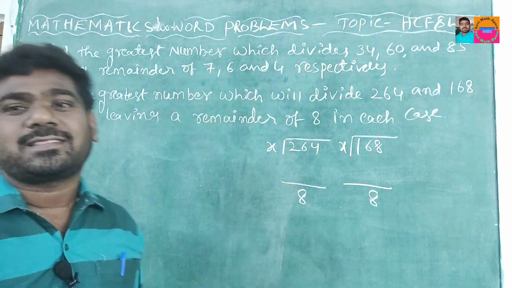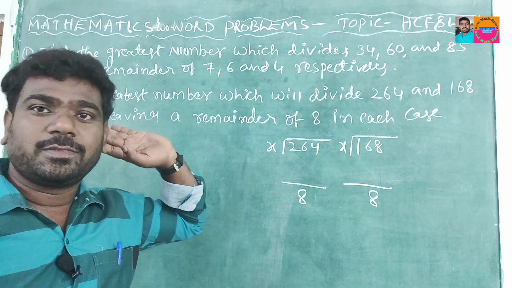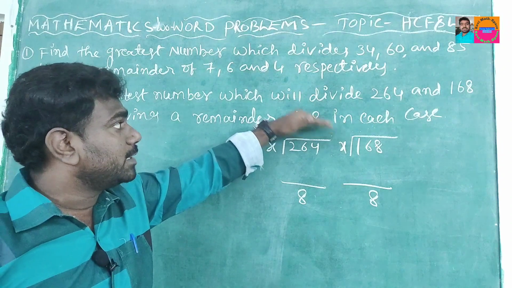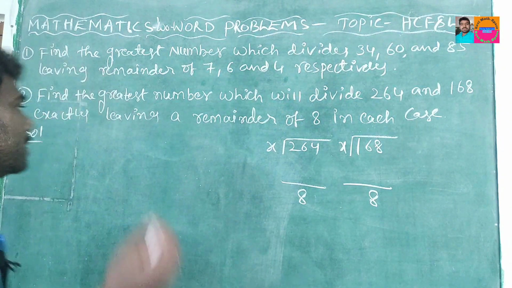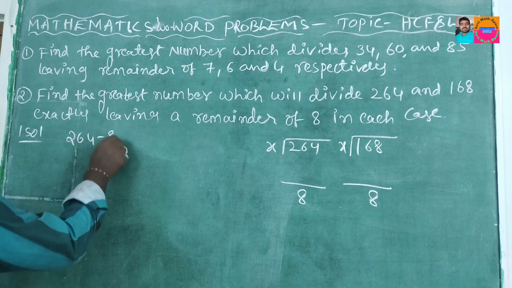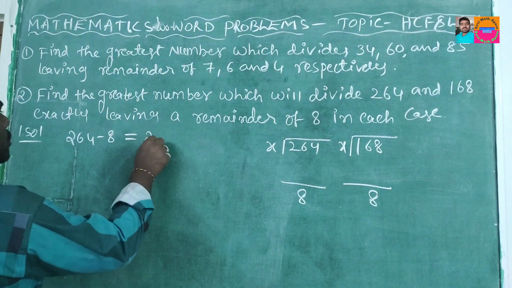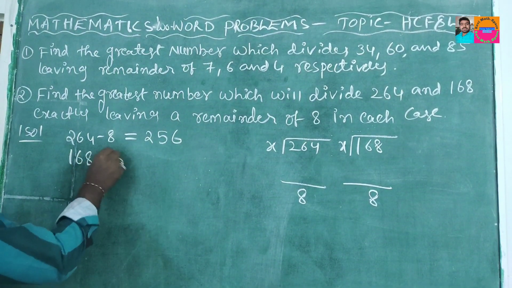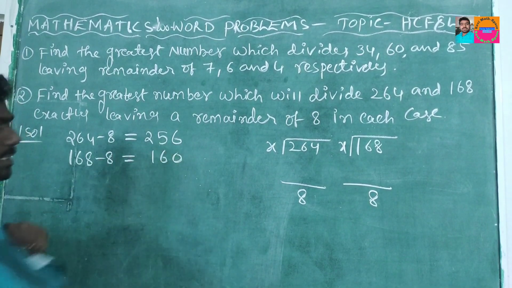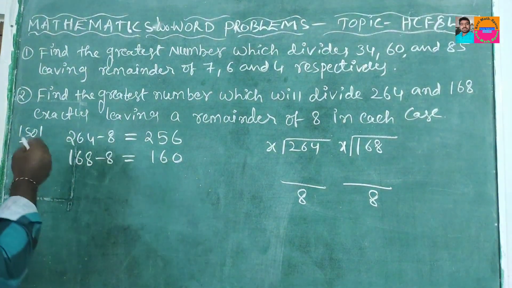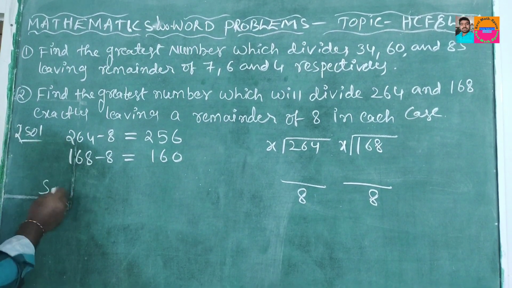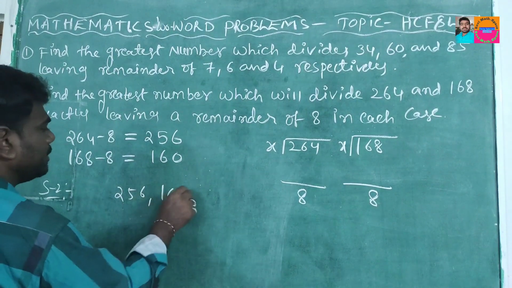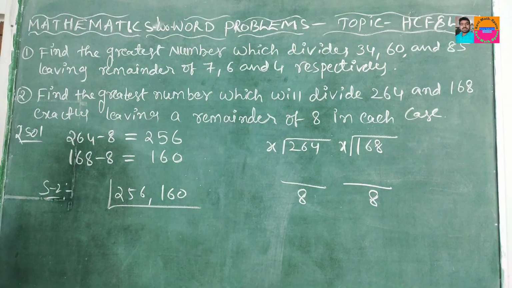Here also we should apply the same procedure as the first problem. What is the first problem's procedure? The first step is that whatever remainder is there, we have to subtract it from the given numbers. Meaning, 264 minus 8 is equal to 256. 168 minus 8 is equal to 160. Then what is step 2? Step 2 is HCF. By using which method? The easy method, that is the common factor method or common divisor method.